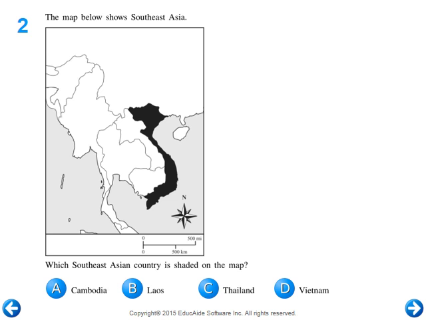All right, the map below shows Southeast Asia. Which Southeast Asia country is shaded on the map? This one right here will be very important to know. And I know there's nothing labeled on the map, but they did tell us it was Southeast Asia. In particular, the shaded area is Vietnam. D.